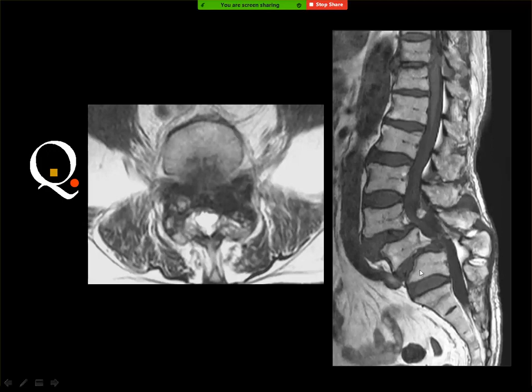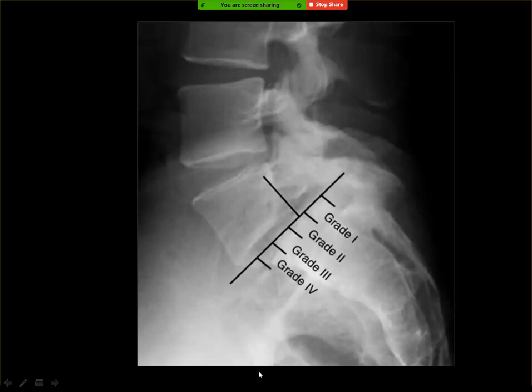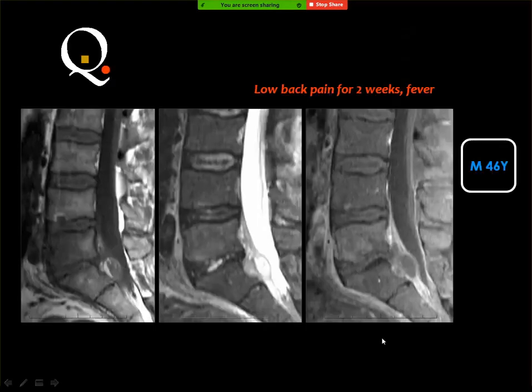This is grade 2 also. And in grade 2, you consider fracture of the bars. Because in grade 1 spondylolisthesis, you look if the bars is intact or broken. But after grade 1, the bars should be broken in order for the vertebra to move on the lower vertebra.